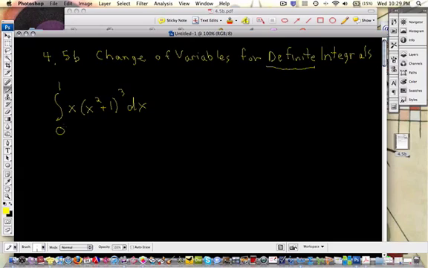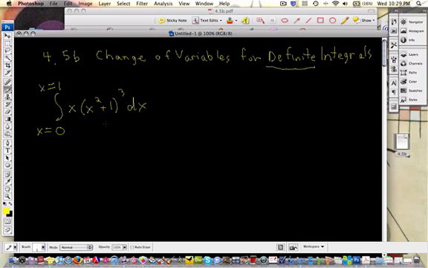We don't normally do this, but when I'm doing a change in variables, when there's two different variables involved, in our case x and then the u, and I've got these lower and upper bounds, I like to remind myself what they are, and these are actually x values. This is x going from 0 to 1. Okay?